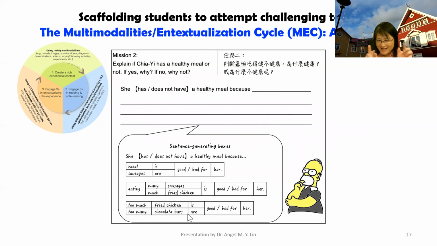So using this kind of sentence making table, it can generate lots of different sentences. So if you just ask the students to explain to you, they will say, I don't know what to say.